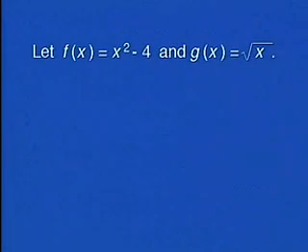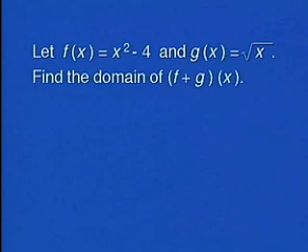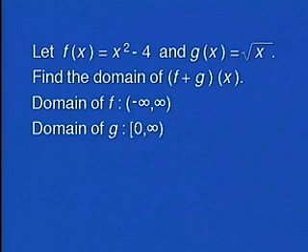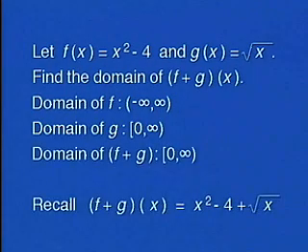Let's let f of x equal x squared minus 4 and g of x equal the square root of x. Let's say we're asked to find the domain of f plus g of x. The domain of f is all real numbers. The domain of g is from 0 to infinity, including 0. So therefore, the domain of f plus g is the intersection of these two sets, which would be from 0 to infinity, including 0.